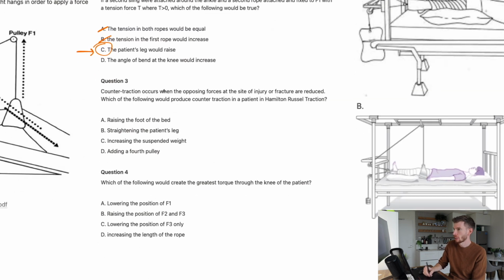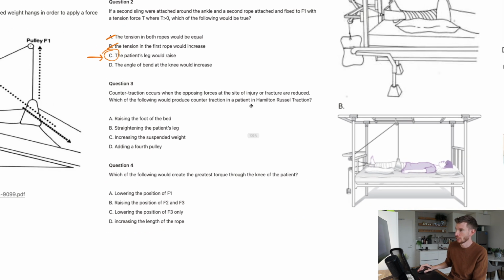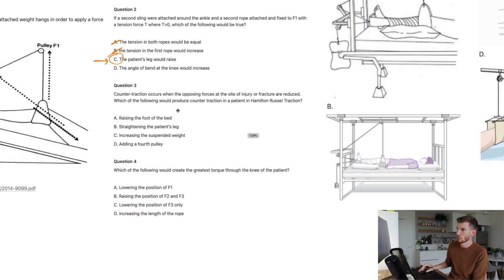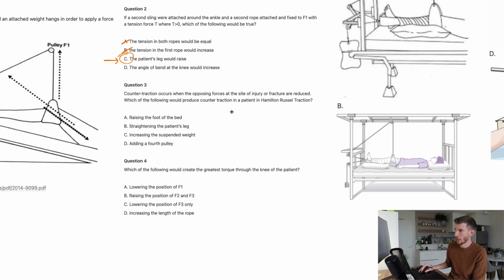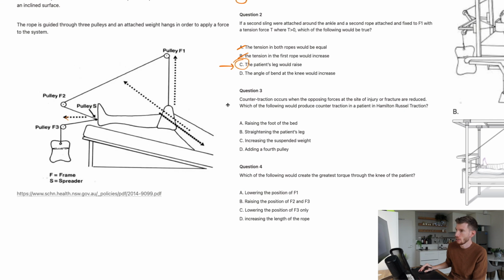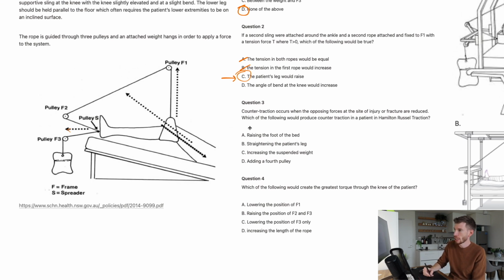All right, so then question 3, counter traction occurs when the opposing forces at the site of injury or fracture are reduced. Which of the following would produce counter traction in a patient in Hamilton-Russell traction? So you can see here, traction is being caused by these two forces that are counteracting each other there. If they have greater amount, then you've got greater separation, almost greater pulling on either end. We're looking for counter traction, so we're looking to decrease that force overall experienced.